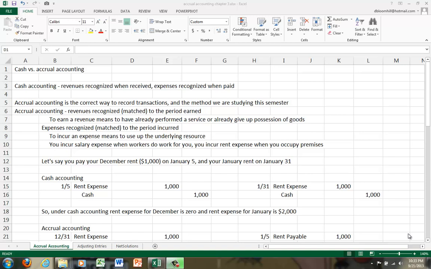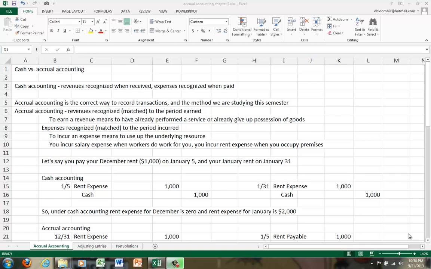Right now we are going to study the difference between cash and accrual accounting. Under cash accounting, revenues are recognized when the cash is received, and expenses are recognized when they're paid. Accrual accounting, though, is the correct way to record transactions. Accrual accounting is the only acceptable method under GAAP, generally accepted accounting principles, and it is the method that we are studying this semester.